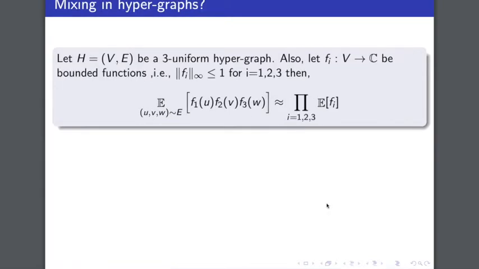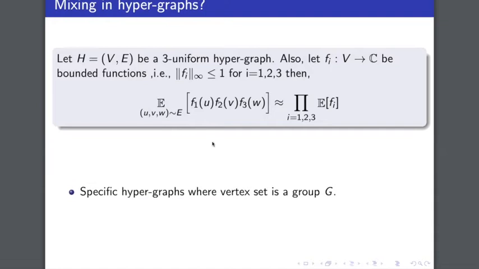Now we focus on a similar question, but in a slightly different setting. Instead of taking H to be a graph, we take H to be a three-uniform hypergraph. So now let's take three functions, f1, f2, and f3, and again compare terms as before. On the right-hand side, we have the product of expectations of individual functions. On the left-hand side, again, we sample (U, V, W), which is a hyperedge from the edge set E. Then we compute f1 of U, f2 of V, times f3 of W.